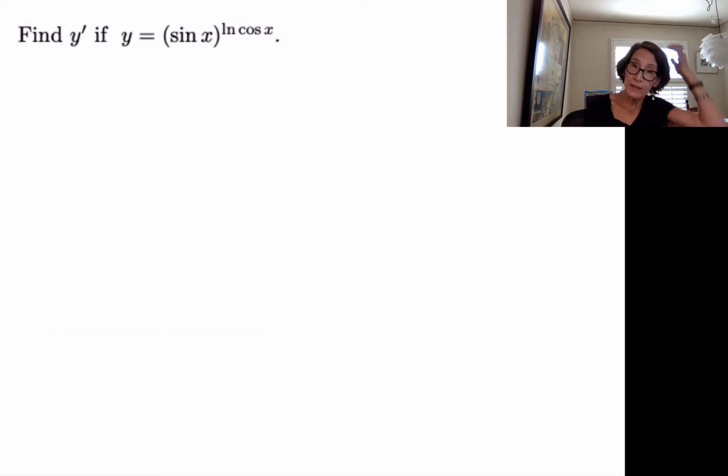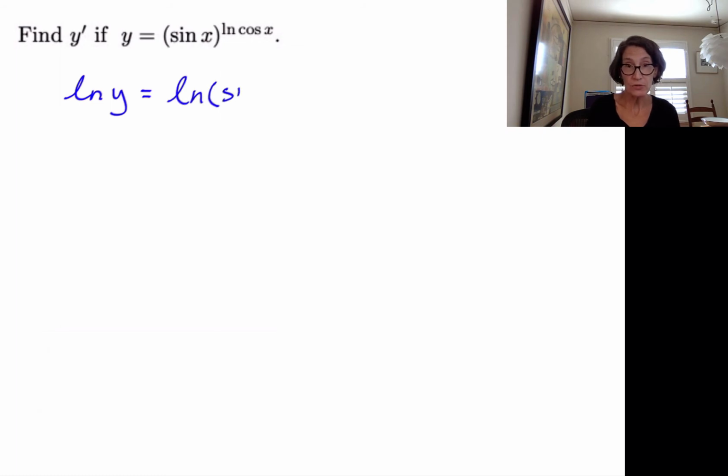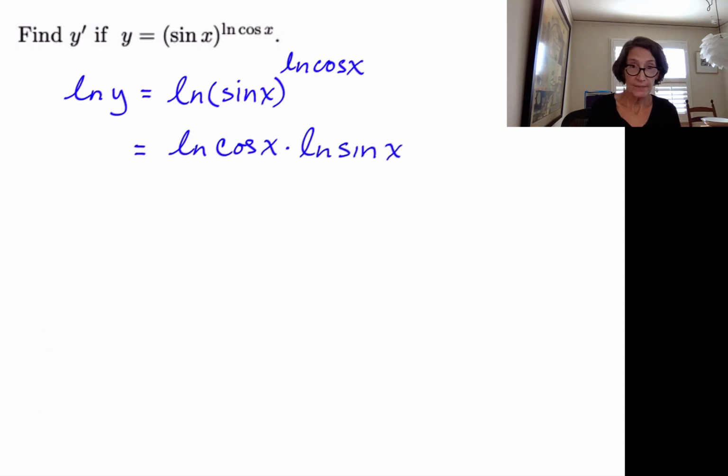So it's already written as y equals a function of x, so let's just take the natural log of both sides. So natural log of y is equal to the natural log of sine of x raised to the natural log of cosine of x. Now, using properties of logs again, we can bring down that exponent, so it's the natural log of the cosine of x times the natural log of the sine of x.